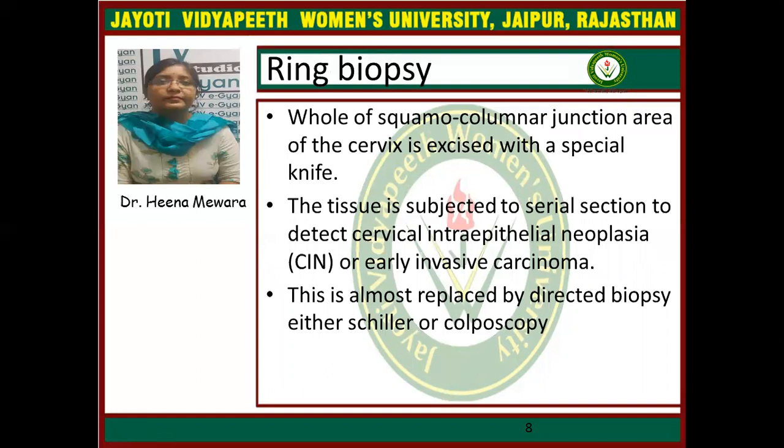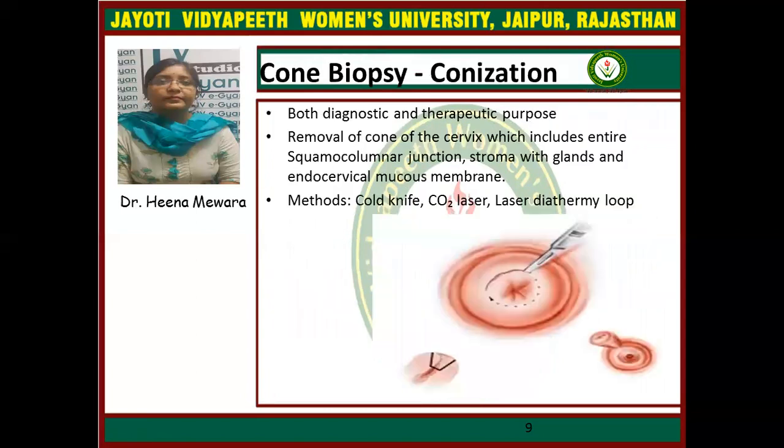Now, ring biopsy. In ring biopsy, the whole squamocolumnar junction area of the cervix is excised with a special knife in a ring form. The tissue is subjected to serial section to detect cervical intraepithelial neoplasia or early invasive carcinoma. This is almost replaced by directed biopsy, either Schiller's or colposcopy.